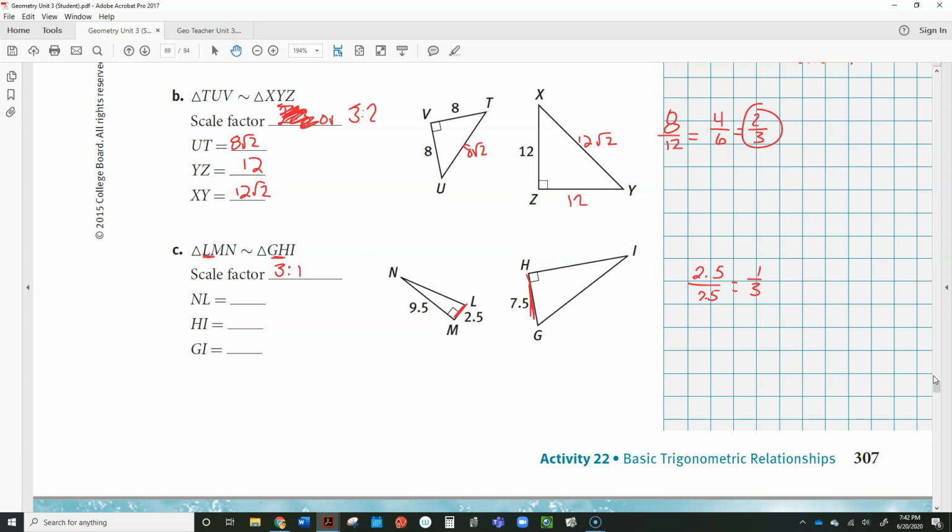let's see, this one right here, 9.5, that's MN. So in order to get the corresponding side, which would be HI, we just need to take 9.5 times 3. So 9.5 times 3 will give you 28.5. And this one right here would be 28.5.